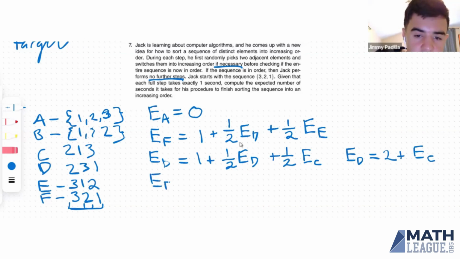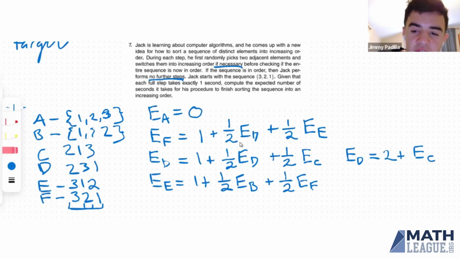Moving on to the expected value at state E, it's going to be 1 plus, and looking at E, we either flip 3 and 1, so it's 1, 3, 2, which is state B, so that's 1/2 to get to state B. Or we don't flip these two, in which case it's 1/2 to state E again. This simplifies the same way D did, to E of E equal to 2 plus E of B.